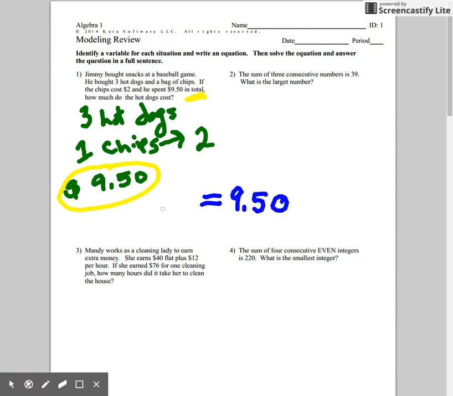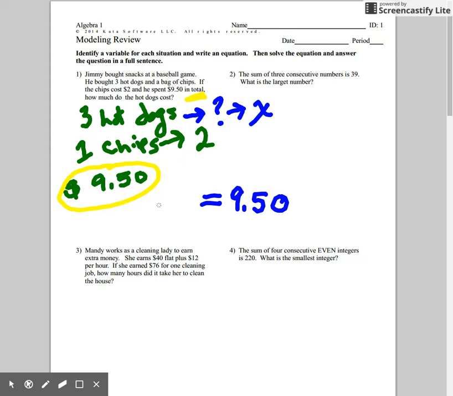So now what we have to do is figure out what is our x and what goes on the left side of this equal sign. Well, you see here at the end of the question, they say, how much do the hot dogs cost? Which means we don't know how much the hot dogs cost. So whatever we don't know is our unknown, and that is automatically our x. So for 3 hot dogs that cost x dollars and 1 bag of chips that cost $2, we spend a total of $9.50. So we have to make this into an algebraic equation.